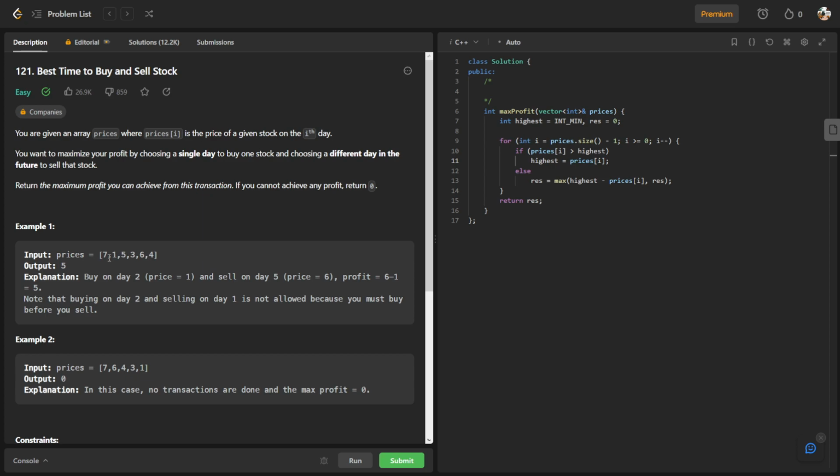The reason why we cannot buy at 1 and then sell at 7 is because 7 is in the past, and time only moves forward, so we can only sell a stock at a price later than when we bought it.